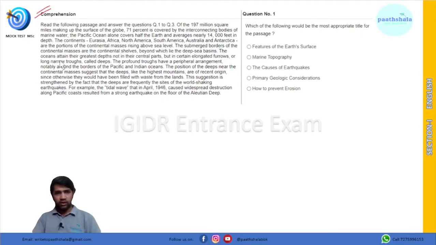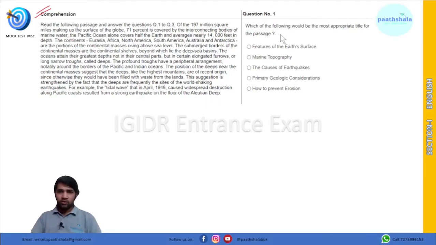the deep ocean attains its greatest depth not in the central part but in certain elongated furrows or long narrow troughs called deeps. The profound troughs have a peripheral arrangement, notably around the borders of the Pacific and Indian Ocean. The position of the deeps near the continental masses suggests that the deeps, like the highest mountains, are of recent origin, strengthened by the fact that the deeps are frequently sites of world-shaking earthquakes. For example, the tidal wave that in April 1946 caused widespread destruction along the Pacific coast resulted from a strong earthquake on the floor of the Aleutian Deep.